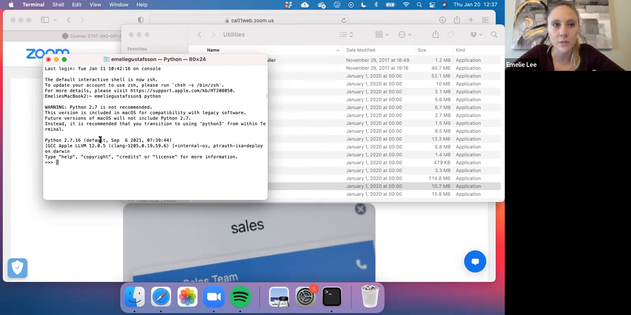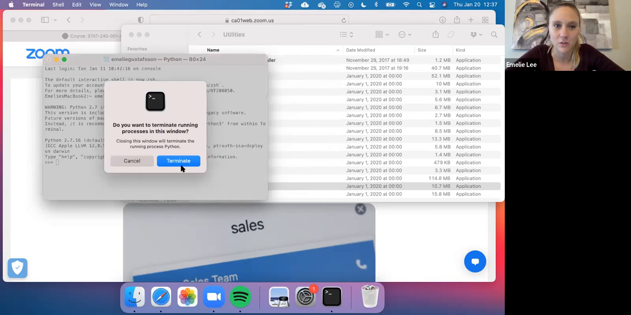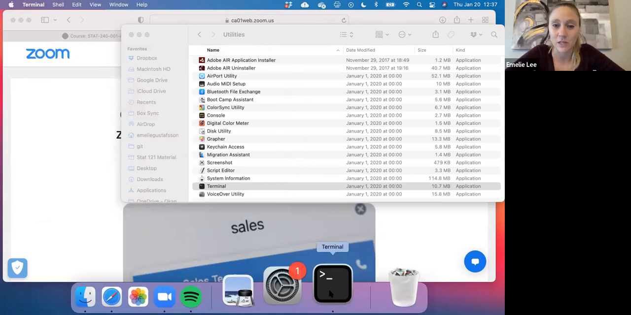Okay, so the terminal is like the code for your computer. You do not want to be playing around in here. I mean, you can, but the terminal scares me. So I always make sure that I close it, terminate the terminal, and then I also make sure that I quit it.